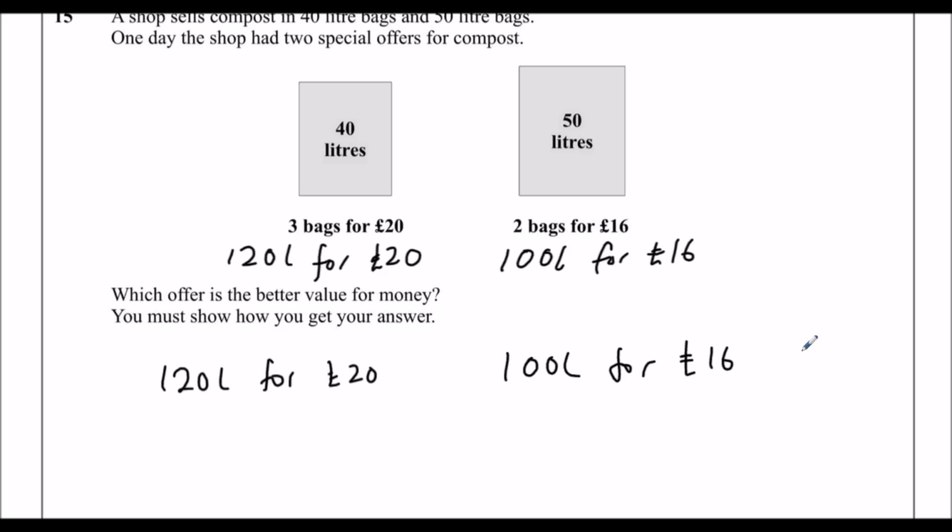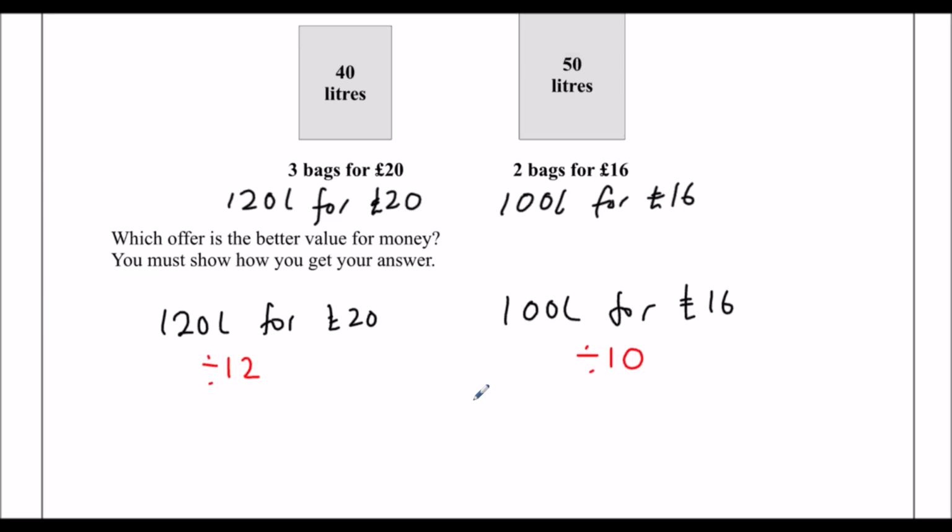So to compare them, we have to make them the same. So if we divide this one by 12, that would be 10 litres, and this one by 10, that would be 10 litres as well. Then we can compare the price of 10 litres with the price of 10 litres, and that will tell us which one's cheaper. So we have to compare either the same amount of compost and see which is cheaper, or the same amount of money and which one gives us more compost. So if we do this, we're going to compare 10 litres of compost with 10 litres of compost.